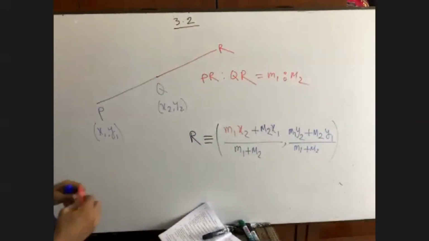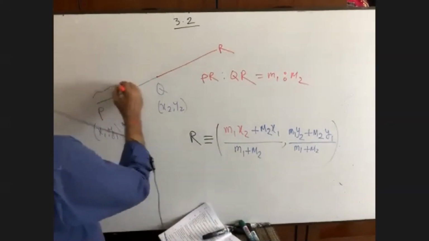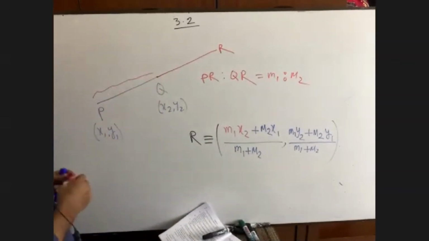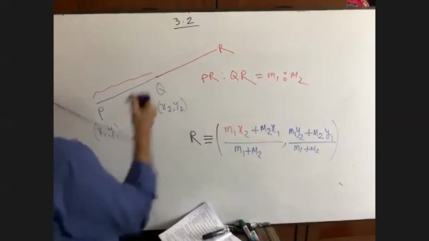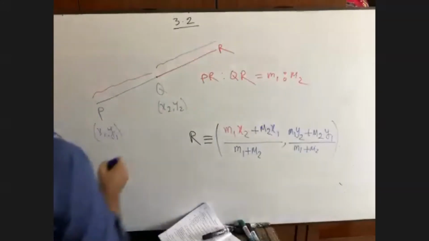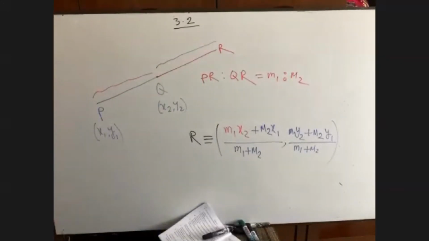But many students have a tendency to make a mistake here. Have you got it? Many students have a tendency to make a mistake here. They think PQ is M1, and they also think QR is M2. Not that. PQ is not equal to M1.